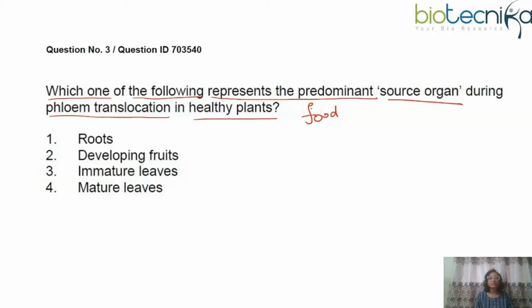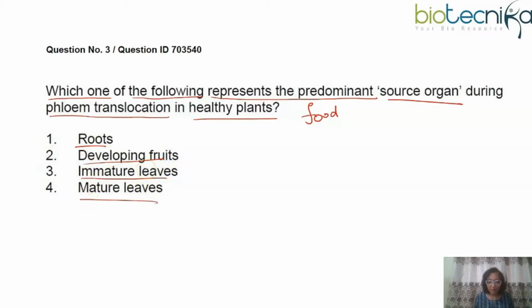Now you know that in plants, some organs are considered source organs, where photosynthesis is more, where food is being synthesized in large quantities. And then there are sink organs. Sink organs are where the food will be consumed. The food will be utilized because the sink organs are not photosynthetic, or the photosynthetic rate is not very high. So they consume food. Sink organs consume the food produced by the source organs. Now if you look at the options: roots, developing fruits, immature leaves and mature leaves.